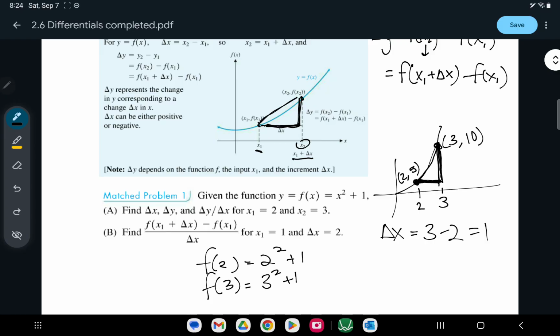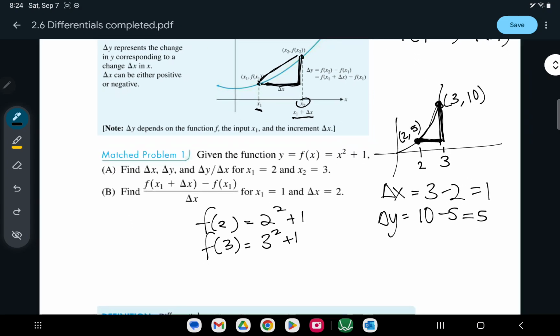Now I can find the difference in the y's. So that's 10 minus 5. That gives me 5. And then I can do my change in y over my change in x. That's just going to be the slope between those 2 points. So change in y was 5. Change in x is 1.